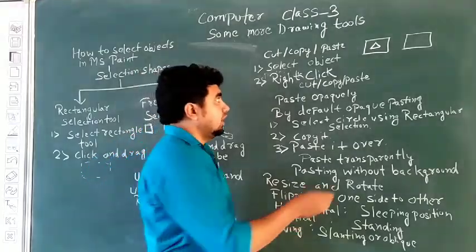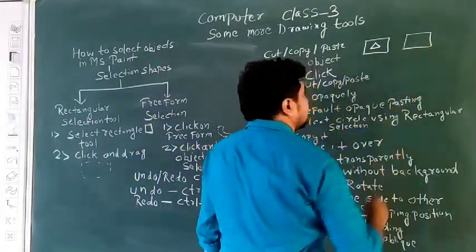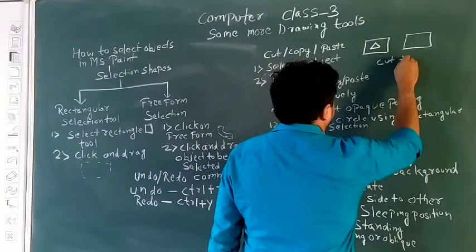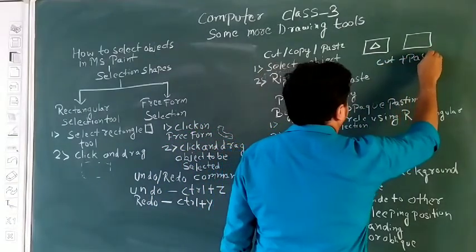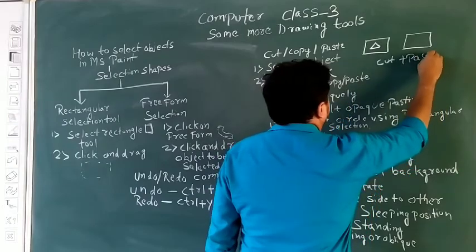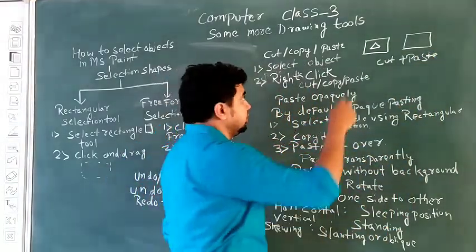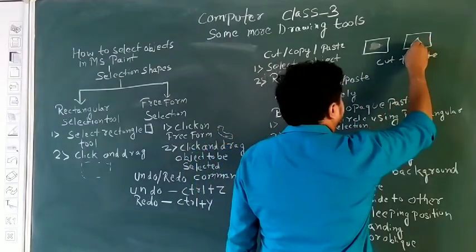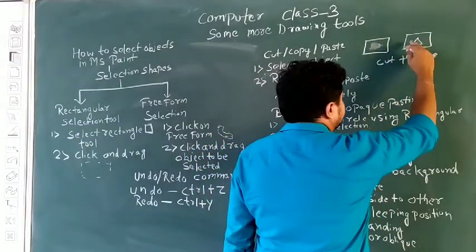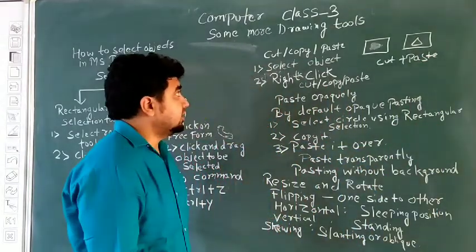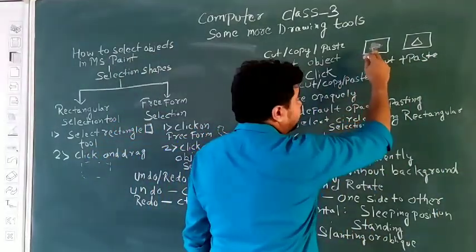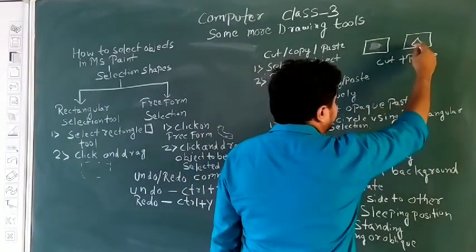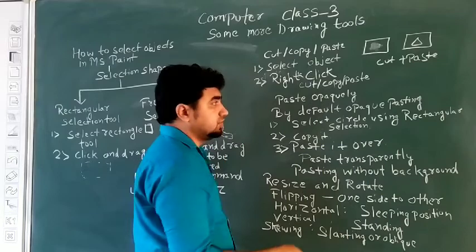One way is that I want to paste this triangle here. So the first way is cut plus paste. What will happen? If I cut, it will disappear from here, and paste means I will paste it here. So this is basically cut and paste. It is removed from one part and pasted in another part.